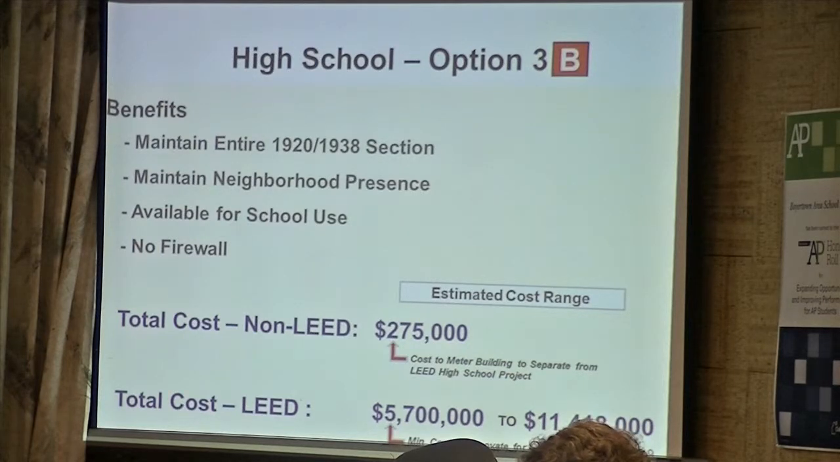So this is option 3B. Once again, maintain the entire building, the 1920 and the 38 section of the building. Maintain the neighborhood presence of that structure. It's available for school use. If it is school use, it doesn't require a firewall separation. The total cost of the non-LEED project is about $275,000. And that's the cost to meter to separate from the LEED high school project. And then if you do it as a LEED project, you're looking anywhere from about $6 million to $11 million.